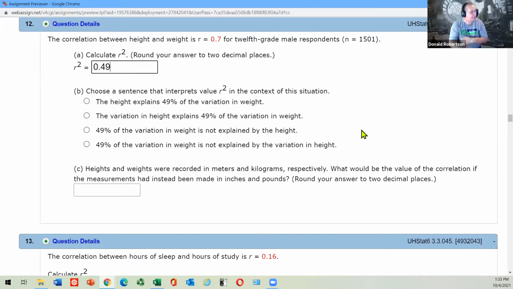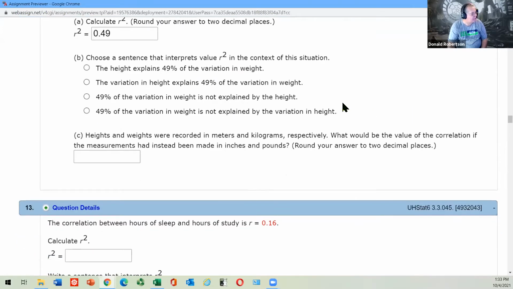If they did want the percent, shouldn't they have at least said it here, or put a little percentage symbol outside the box, which is what they typically do? So I'm going with that one. Now, if you read later on, can you see it's now 49% the way I would have expected it? Choose the sentence that interprets what that R squared of 49% means.